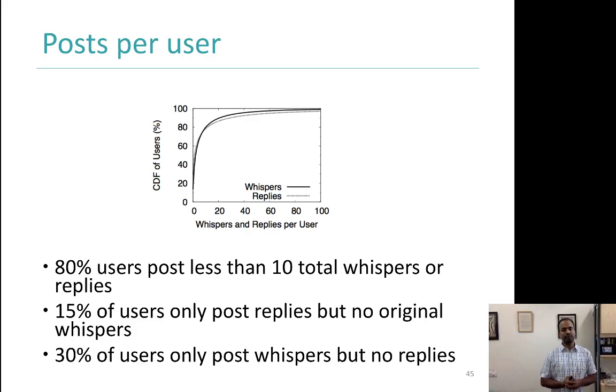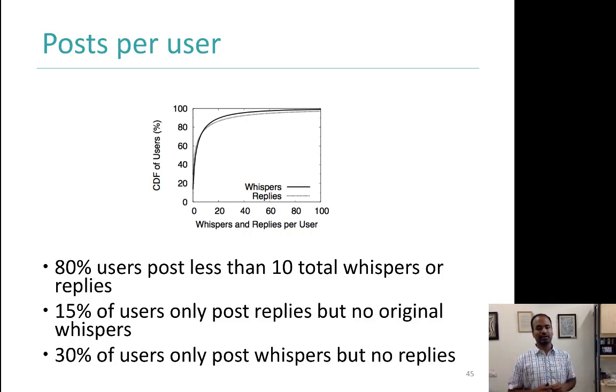So posts per user, which is the x-axis, is whispers and replies per user, which is how many times a user is doing it. And there are two lines in the graph: the dark line is a whisper, the dotted line is the reply. The y-axis is the CDF. You've seen many of the CDFs before, cumulative frequency of users.